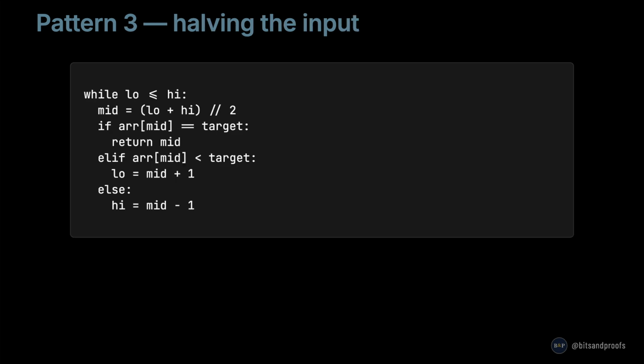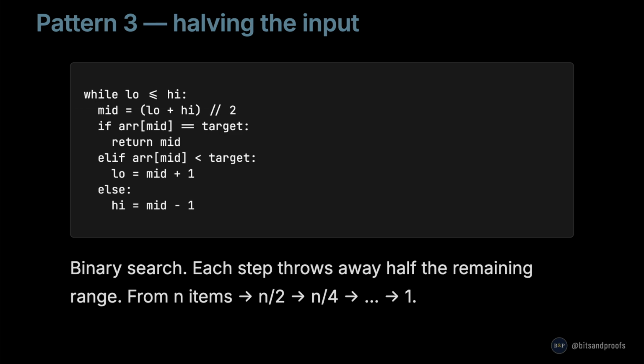Pattern 3, halving the input. This is the canonical binary search. We have a sorted array and a target value. Each step, we check the middle element. If the target is smaller than the middle, we search the left half. If it is bigger, we search the right half. If equal, found. Apply rule 2.